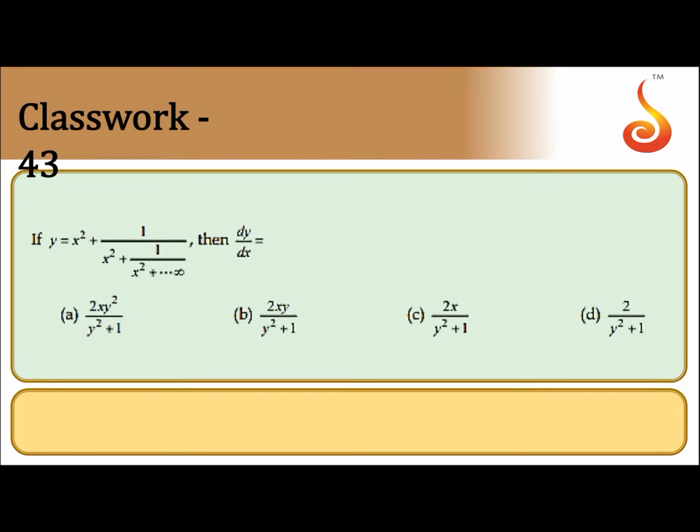Coming to next 43. Y is equal to x square plus 1 divided by x square plus. If you can observe closely, this particular part itself is nothing but y. So y is equal to x square plus 1 divided by y. Y is equal to x square plus 1 by y. So why don't you bring that y to, find the derivative.